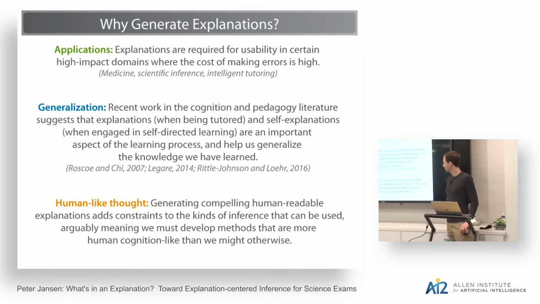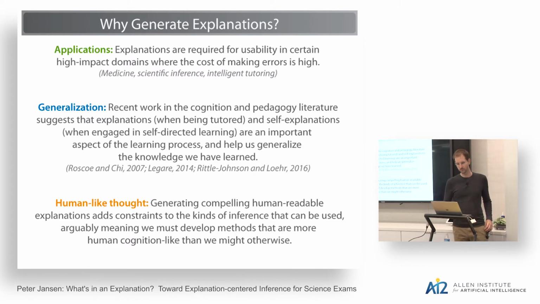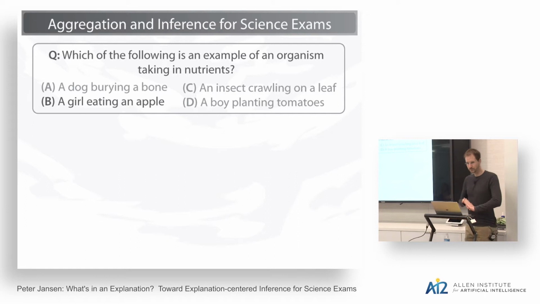And then the last bit of motivation is arguably generating compelling human-like explanations might help us constrain the kinds of knowledge that we're working with, constrain the kinds of inference mechanisms that we build so that the things that we create are going to be arguably more human-like than they might otherwise. That's wild conjecture, though. So to take a step back and ground this task, here's an example science question from the New York Regents Science exam.